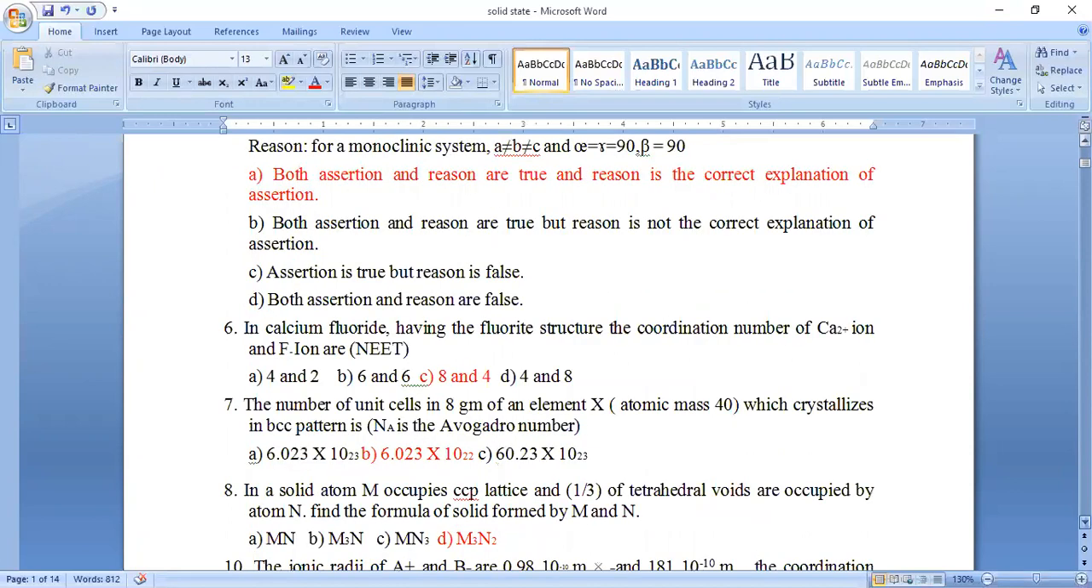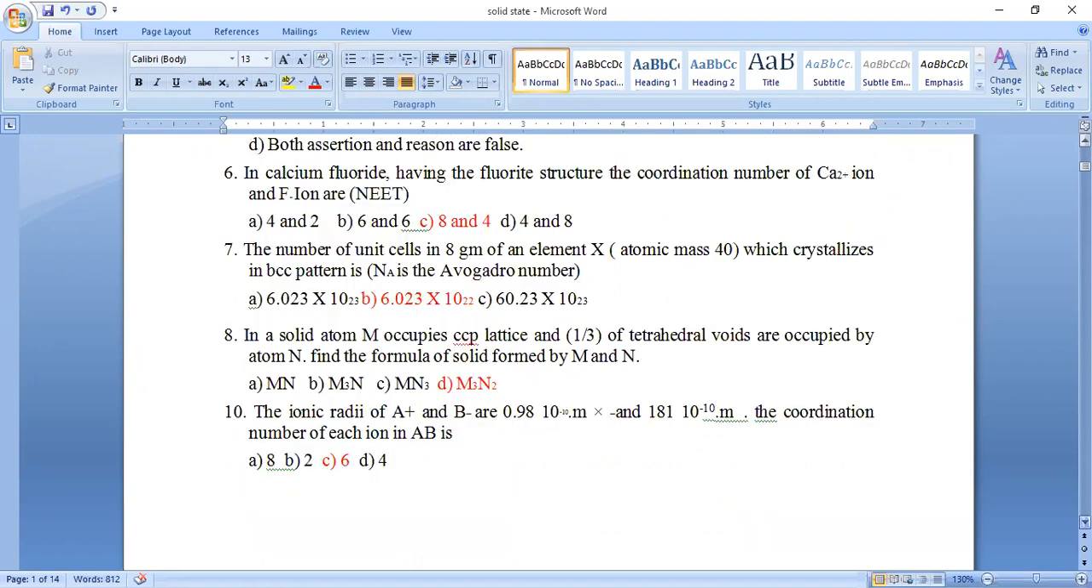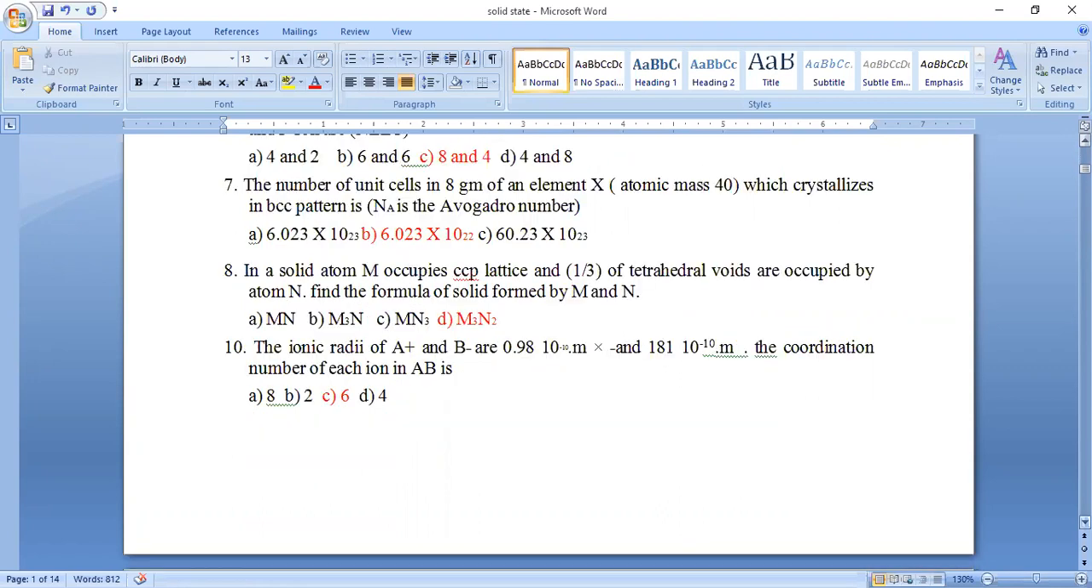So question number 6. In calcium fluoride having fluorite structure, the coordination number of Ca2+ ion and F- ion are option C, 8 and 4. So question number 7, the number of unit cells in 8 gram of the element X, which crystallizes in BCC pattern is. So option B, 6.023 into 10 power 23. Question number 8. In a solid, atom M occupies CCP lattice and 1 by 3 of tetrahedral voids are occupied by atom N. Find the formula of solid formed by M and N. So option D, M3N2.